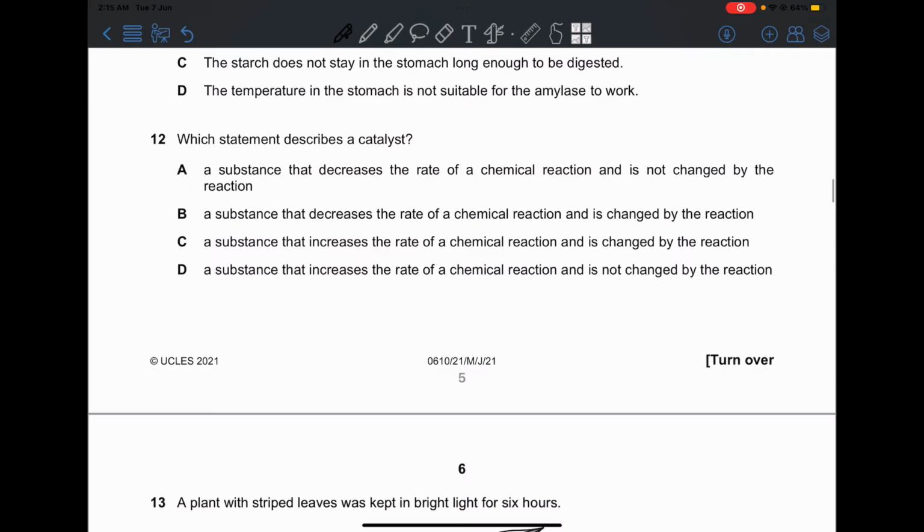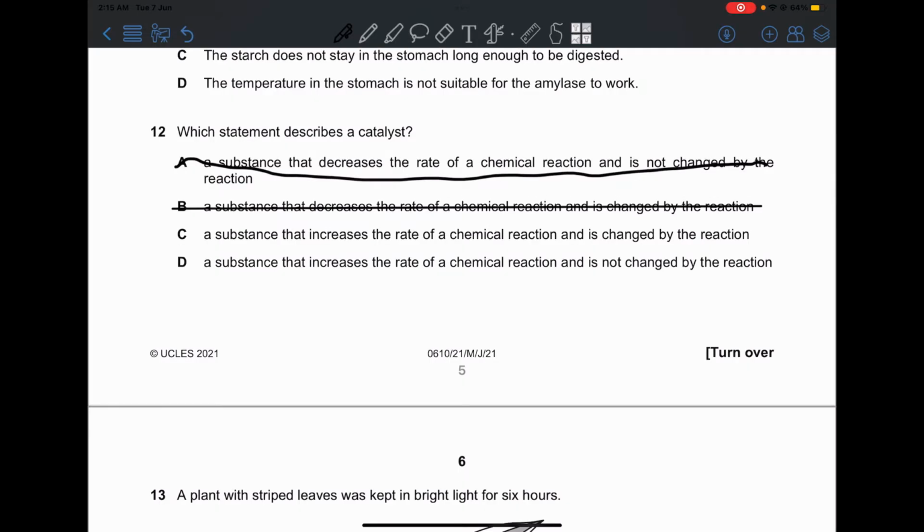Now number 12, which statement describes a catalyst? Now we know that a catalyst is something that increases the rate of a chemical reaction and it's not used up, like the enzymes that we know. Now let's see over here. A substance that decreases, well, this is incorrect, so we're not going to be choosing anything from A or B because a catalyst doesn't actually decrease the rate of chemical reactions.